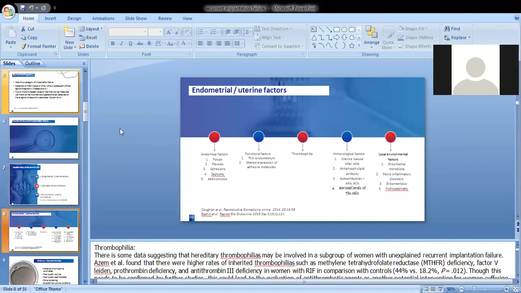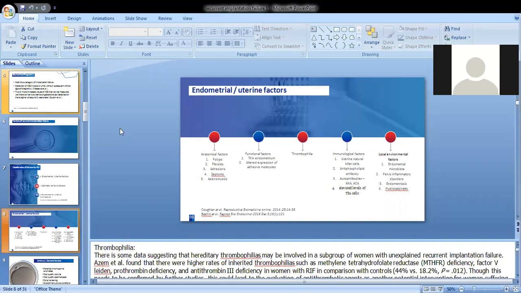Now coming to endometrial or uterine factors, there can be anatomical factors like intrauterine polyps, fibroids, mostly intramural or submucous fibroids, intrauterine adhesions or Asherman syndrome, septum, or adenomyosis. Functional factors like thin endometrium, chronic endometritis is the leading cause of thin endometrium, and altered expression of adhesive molecules for several other reasons like endometritis or previous endometrial surgery, something like that.